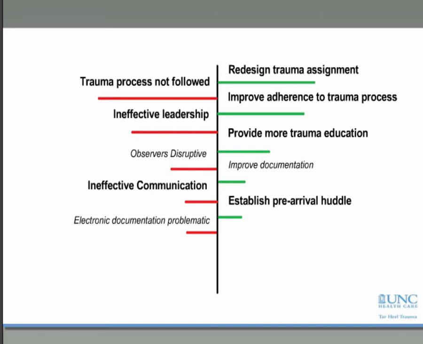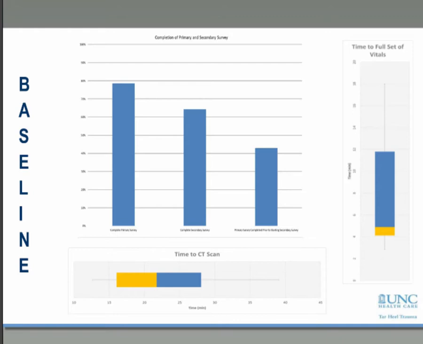Some of the suggestions were to redesign the trauma assignments for the nurses, to develop a process and adhere to it, to give more education, and to help with documentation. Again, we had the implementation of an electronic medical record. And we needed a way for everybody to get on the same page when a patient was arriving at our facility.